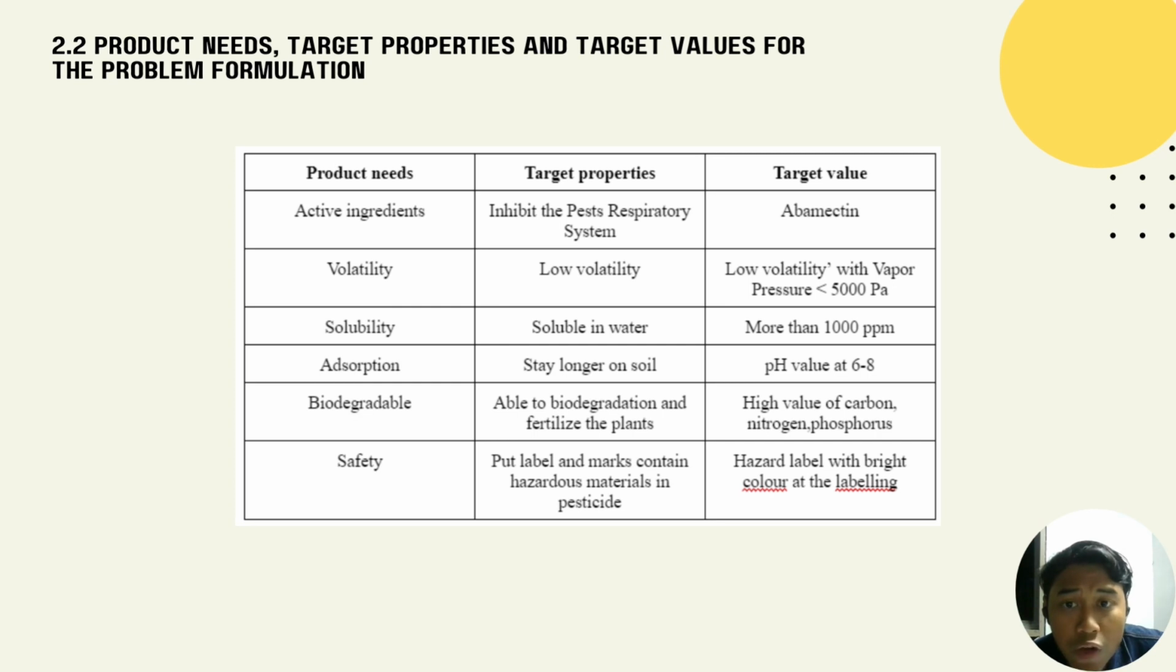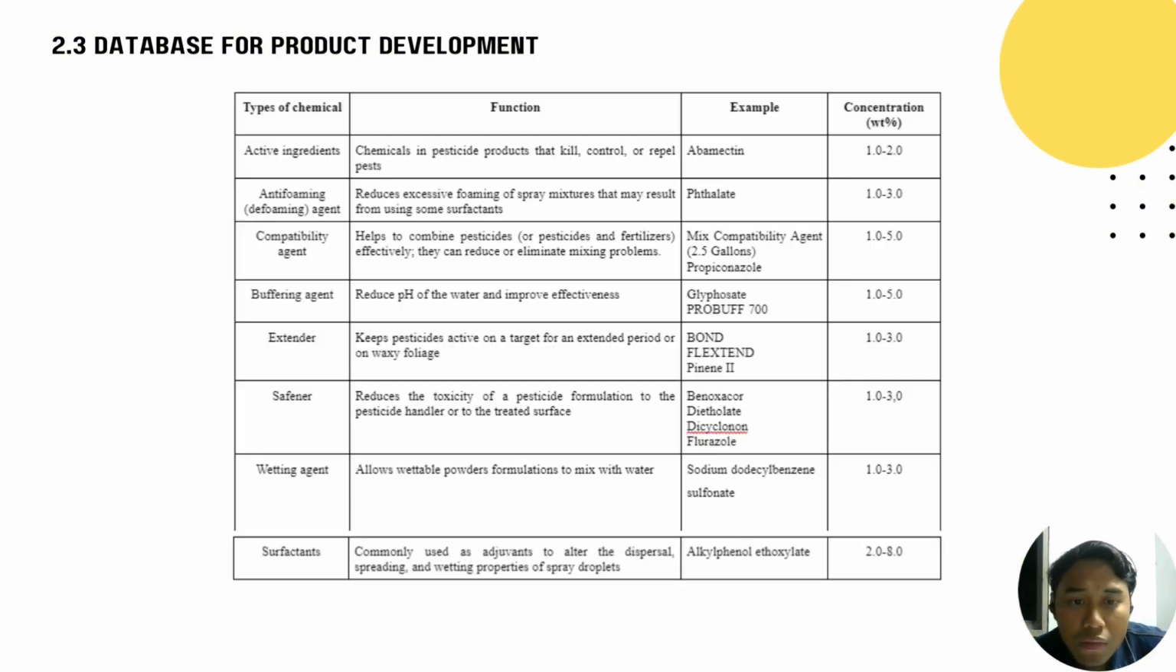Moving to the product needs, target properties, and target values for the problem formulation. As you can see in this table, we have product needs: active ingredients, volatility, solubility, absorption, biodegradability, and safety. And we have the target properties and target value of each of the product needs. So next is the database for product development. In this table, we have the types of chemicals, which are active ingredients, anti-foaming agent, compatibility agent, buffering agent, extender, softener, wetting agent, and surfactants. So we have the function, example, and concentration of each type of chemical.